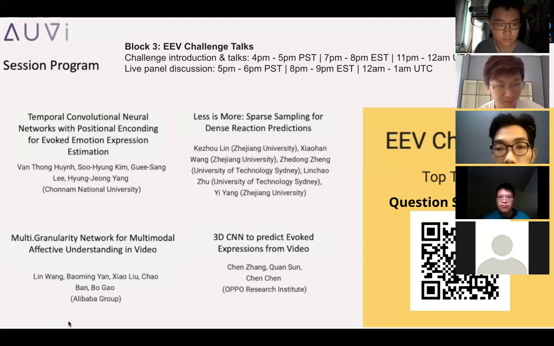Does the Less is More team have anything to add? I can repeat the question. The question was, was there anything that seemed the most promising in your model? Any particular component you think helped a lot in producing higher correlation values relative to the other entries on the leaderboard? In the paper, Less is More: Sparse Sampling for Dense Reaction Predictions, did your team find anything that you want to comment on for this question?